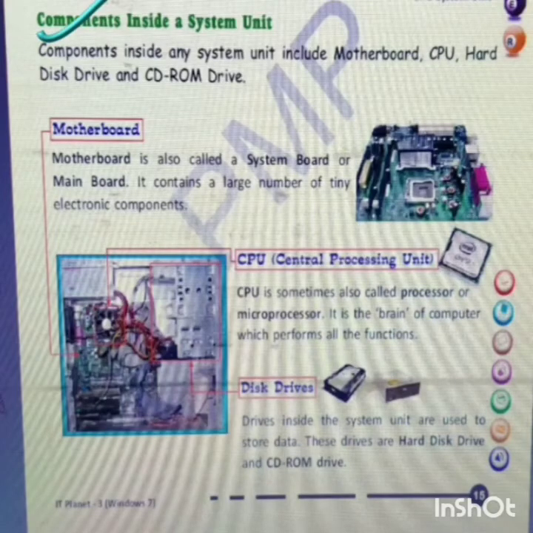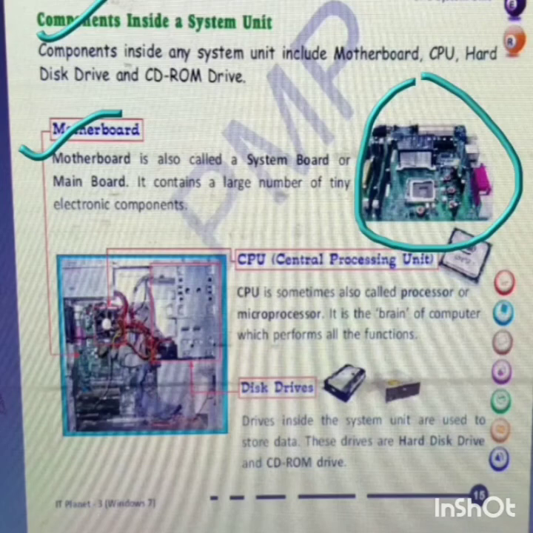Components inside a system unit. Which components are inside a system unit? Motherboard, CPU, hard disk drive and CD-ROM drive. These are the components inside a system unit. So, number one is motherboard. Motherboard is also called the system board or main board. It contains a large number of tiny electronic components. Look at the picture. There are some tiny electronic components.